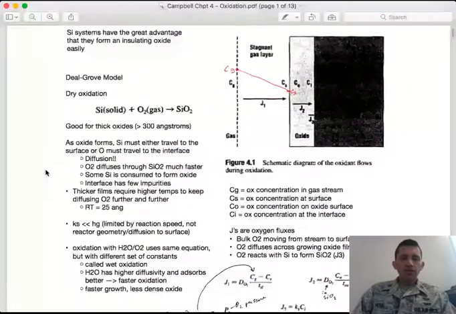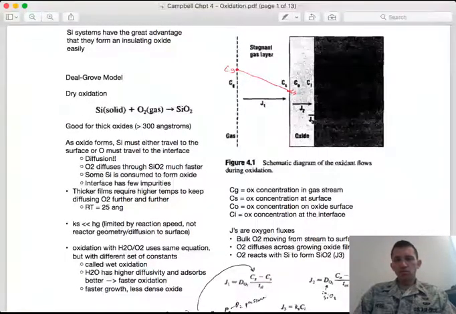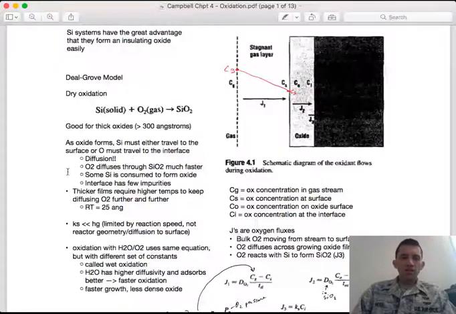And this is a distinguishing factor between silicon and some other oxidation, is that you're growing at the interface, which requires the oxygen to diffuse through the silicon dioxide. If you're growing at the surface, you would require the silicon to diffuse through the silicon dioxide. It goes this way because the oxygen diffuses much faster through the oxide layer than silicon does.